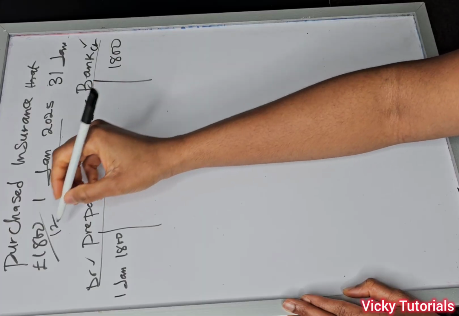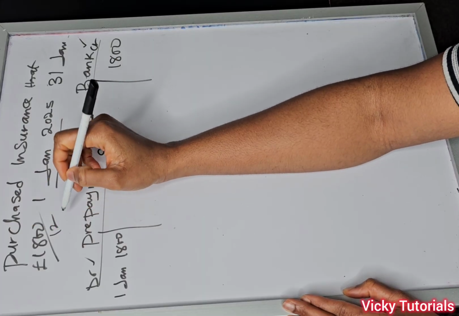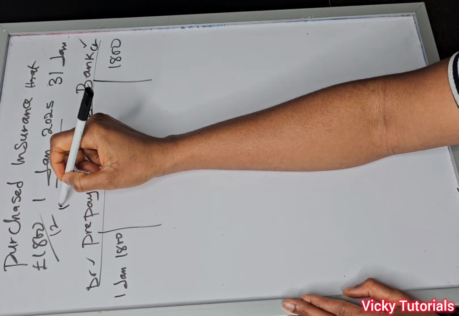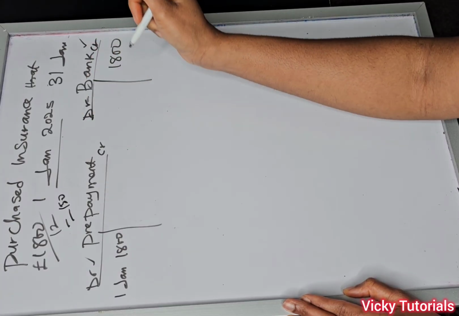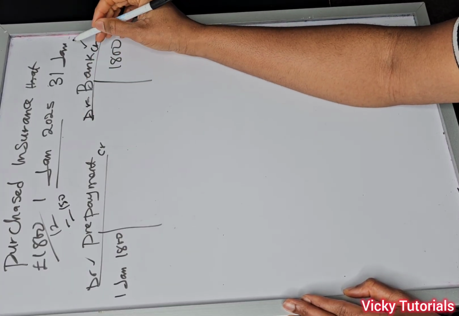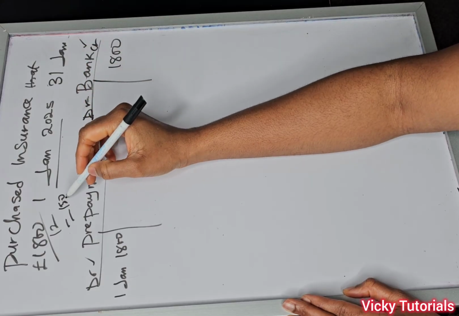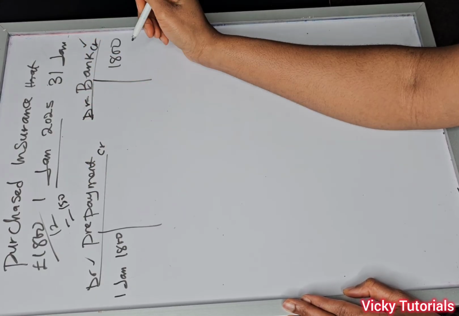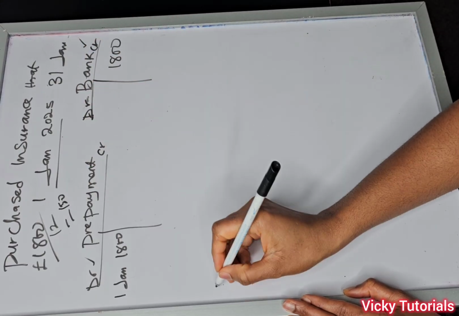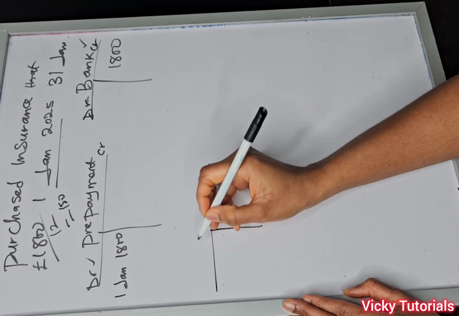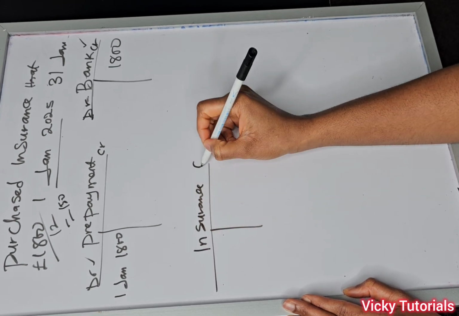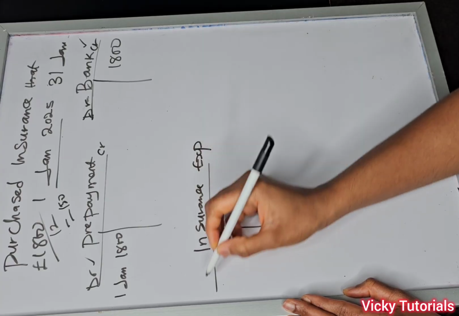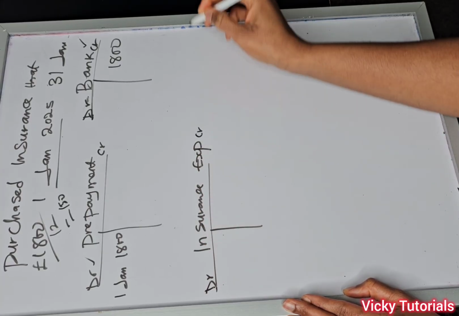So what to do is divide 1,800 by 12. It's going to give you 150 per month. So by the end of January, you should be recognizing 150 as your insurance expense. Therefore, you have to open another account called insurance expense. We debit here, we credit here.